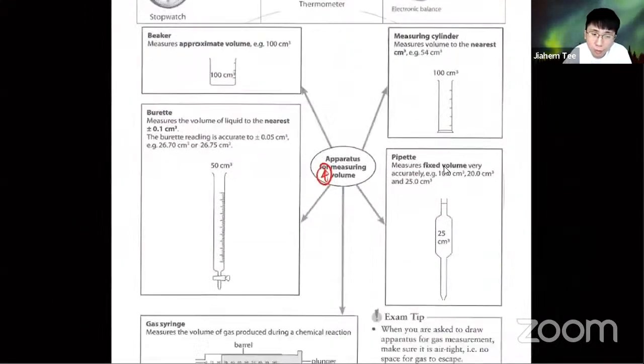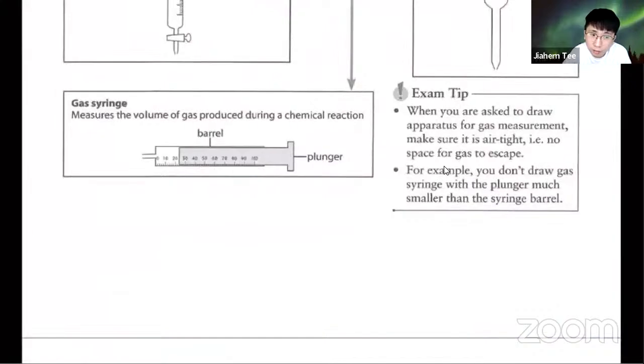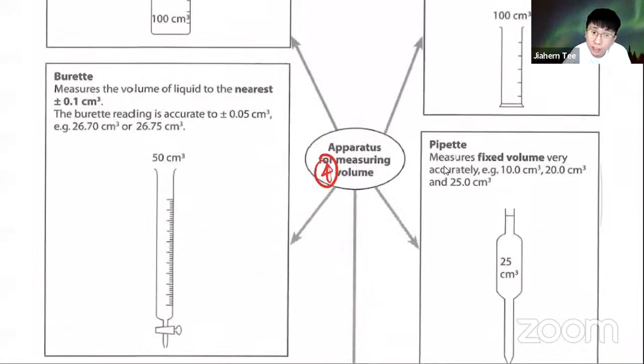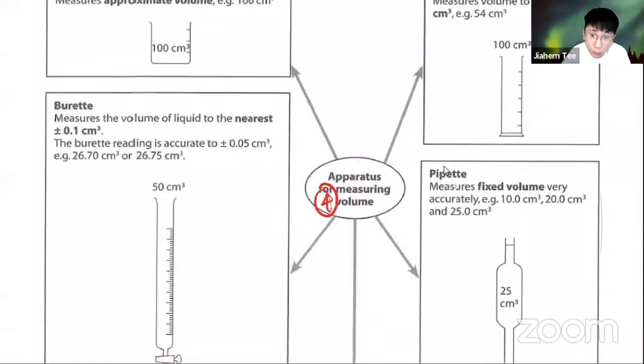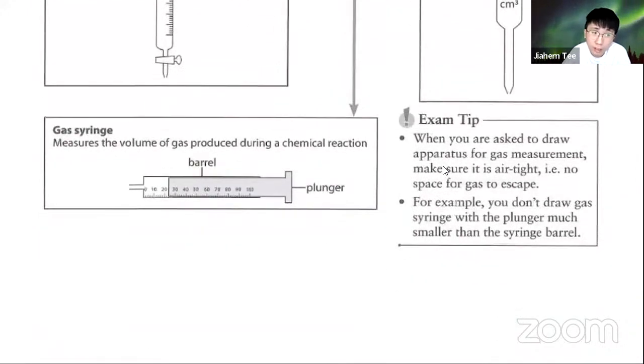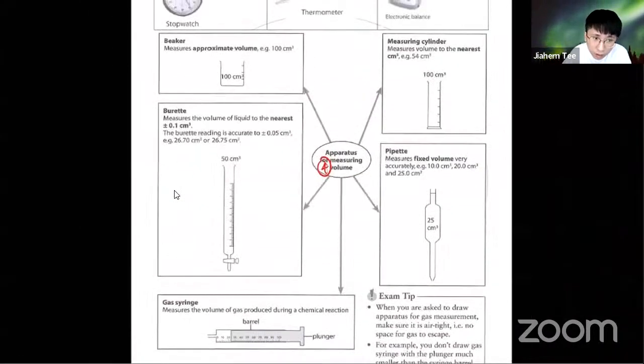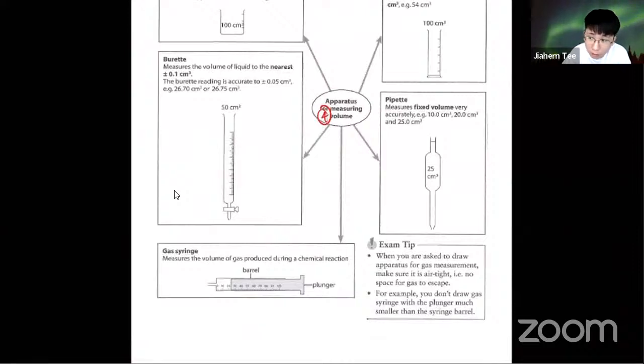Okay, if you move down here, if you have a volume of gas, because all this is to measure volume of a certain aqueous liquid, aqueous solution, but for here, if you have a gas, you're going to need this gas syringe. You have the plunger all the way to the end here, but when you produce gas, the gas will push this plunger to the right and occupy some space, and you can measure the volume of gas collected. So definitely, these are some apparatus to measure stuff.